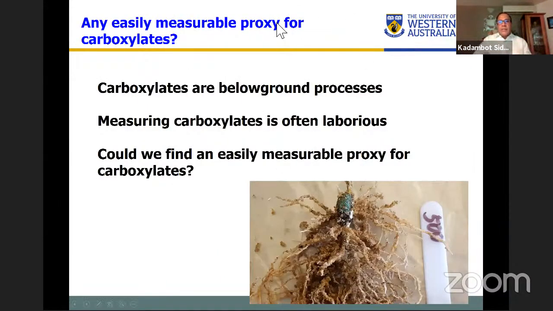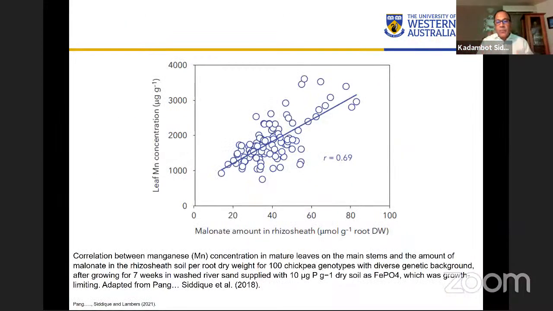The problem is that, yes, we went and measured 300 and so on, but how can we measure carboxylates, which is a below ground process? Measuring carboxylates is often laborious, so we could find an easy way. So we're talking about the rhizosheath, the soil surrounding this area. How do we do that? In our case, we were able to go and destructively measure, but a breeder can't. Fortunately, what we found is that malonate was the major organic anion in the case of chickpea, which was useful for mobilizing that phosphorus. The malonate amount in the rhizosheath was highly correlated with the leaf manganese concentration of the fully expanded topmost leaf.